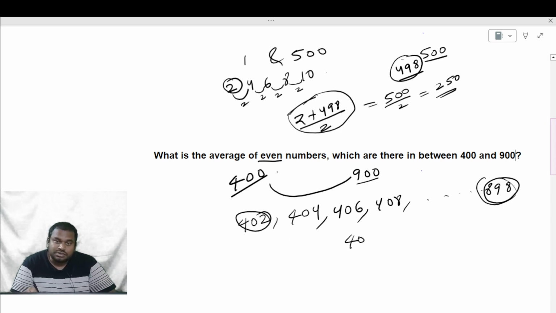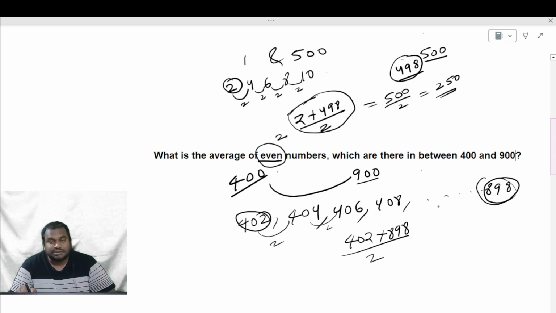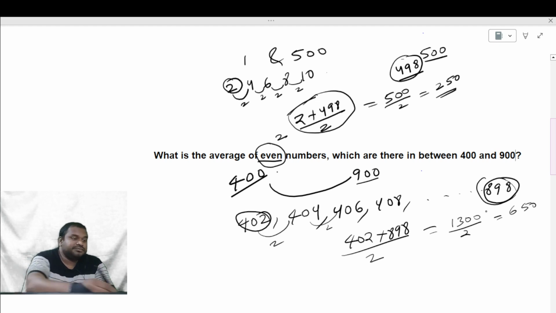So 402 plus 898, because I'm taking them directly given the common difference. Even numbers have a common difference of 2, so you can use this formula directly: first plus last divided by 2. So how much is it? 1300 divided by 2, which is 650, the average of even numbers in between 400 and 900. Okay.